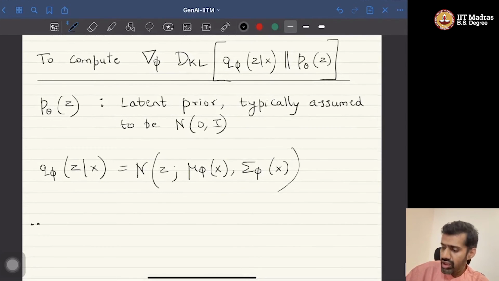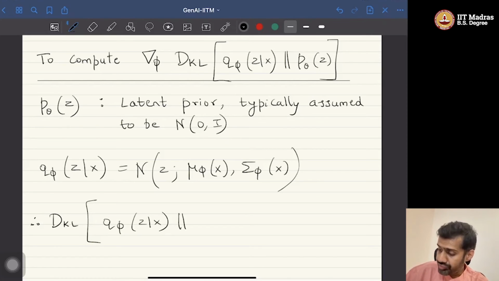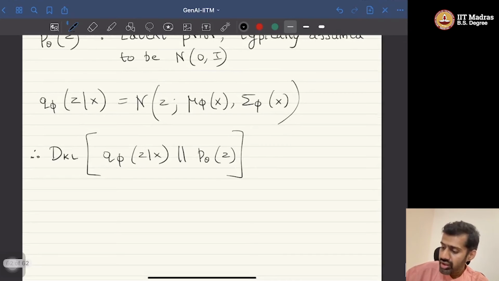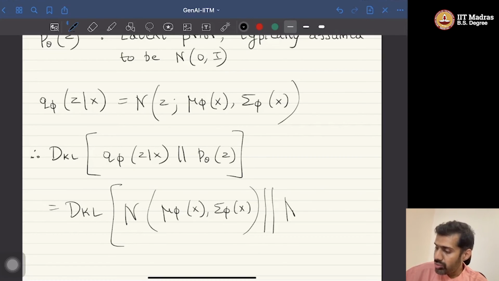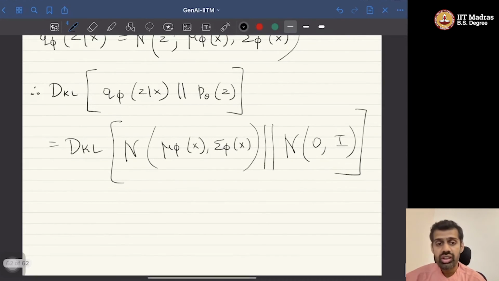Therefore, the KL divergence term between q phi of z given x and p theta of z, the latent posterior and the latent prior, can now be written as the KL divergence between two Gaussian distributions, one with mean mu phi of x and variance sigma phi of x, and another Gaussian distribution with mean 0 and variance identity. This is with the model assumptions that we have made. Now this can be shown to be equal to, please take this as a short exercise and do this.